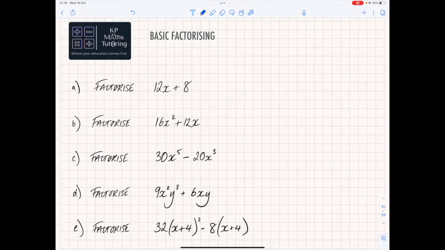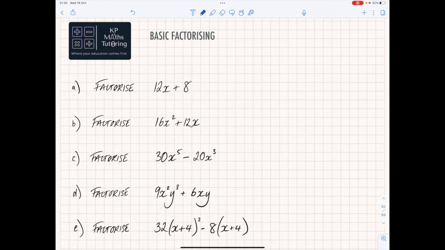In this one I'm just going to go through some of the basics of factorising. This is nothing to do with factorising in terms of quadratics, so I'm not going to be looking at how you'd factorise quadratics. If you want to look that up, I've done a video on that already, so you can have a little look at that. But this one is purely about just the basics of factorising.